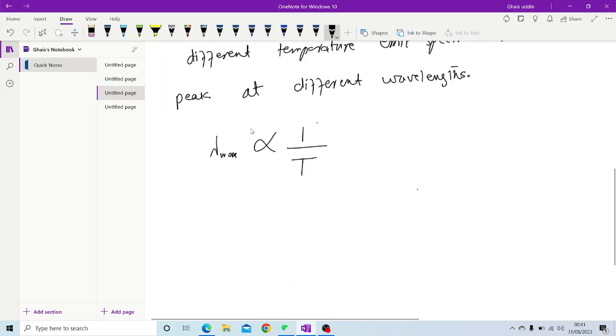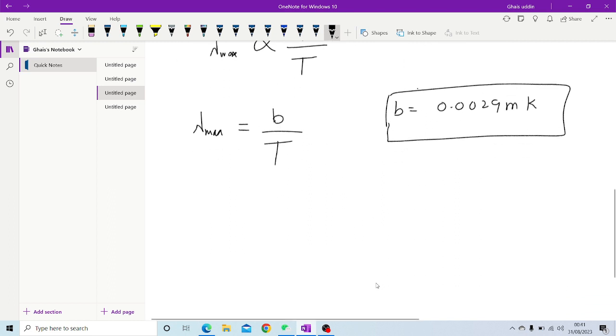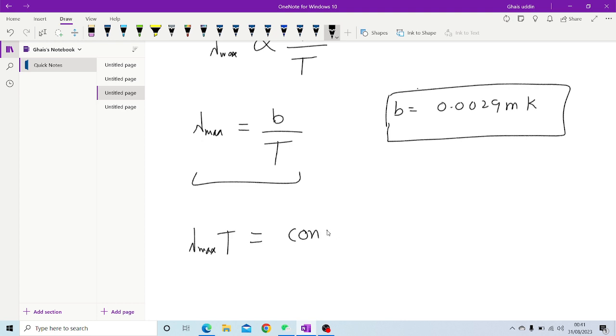From this, if I use a constant instead of the proportionality, lambda max is equal to this constant b divided by T, and the value of b is 0.0029, with the unit meter Kelvin, the temperature being in Kelvin. So this is a constant value. We can also write this equation as lambda max multiplied by T equals a constant, and this constant is this value.